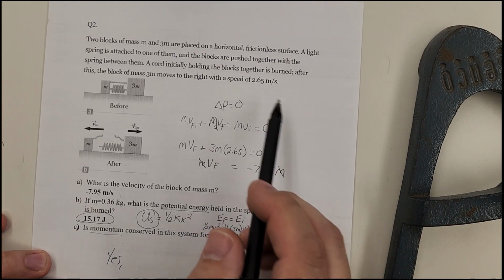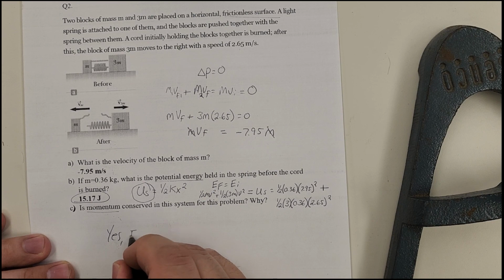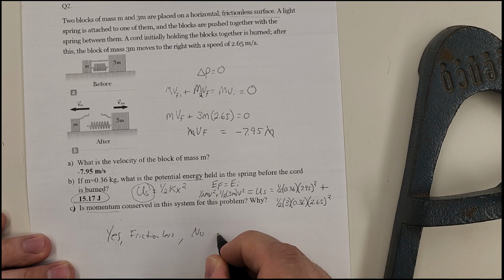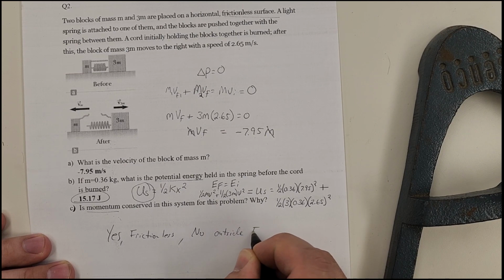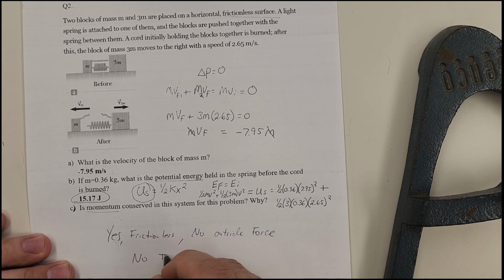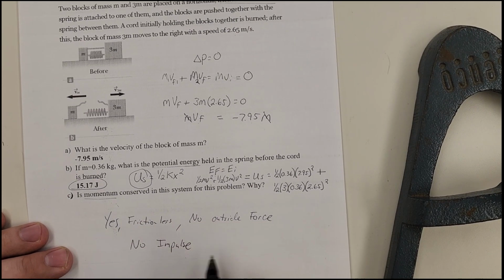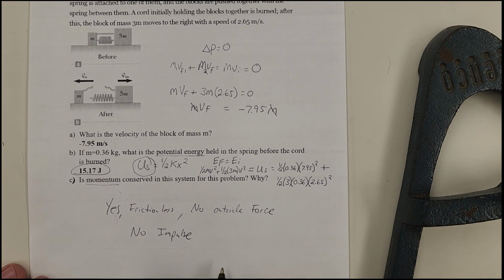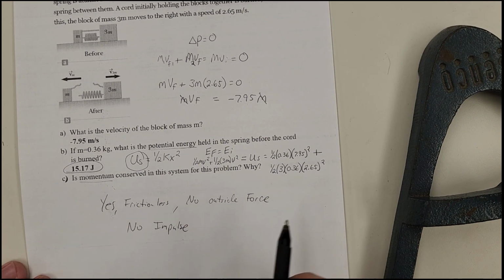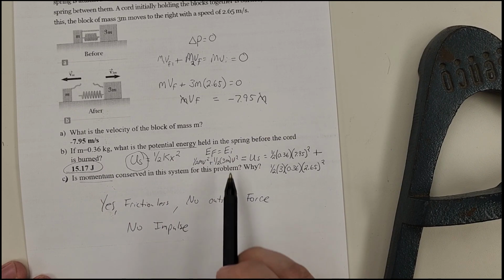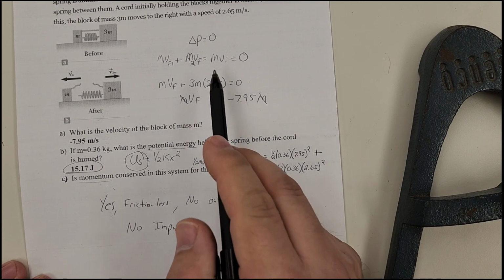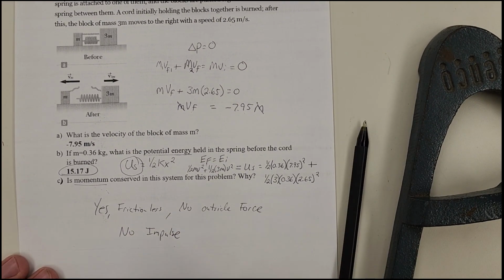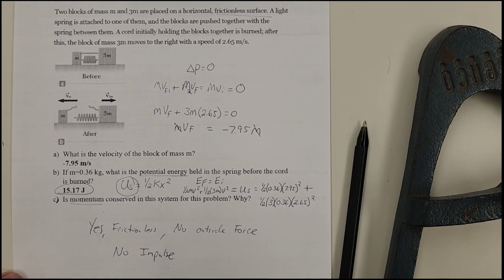Why? You can state that it's frictionless. No outside force. No impulse. The list could keep going on why this is a conserved system. You could say it's isolated. The energy is conserved, hence the momentum has to be conserved. But yeah, anything in there is just fine. Come up with your own reasoning. Come up with your own words.